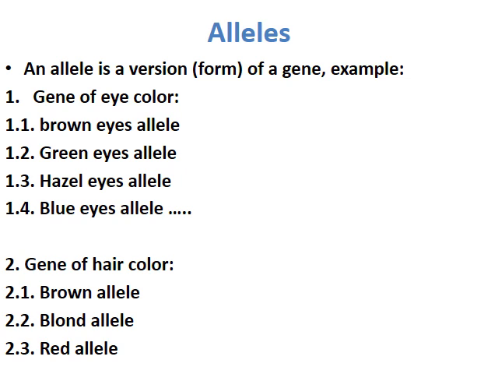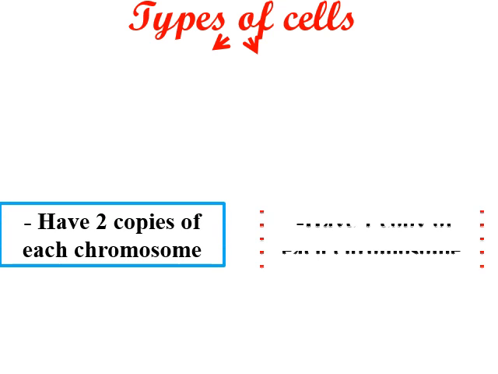What is an allele? An allele is a version or a form of a gene. Example, the gene of the eye color. We have the brown eye allele, we have the green, we have the blue, we have the hazel. Likewise, for the gene of the hair color, we have the black, we have the blonde, we have the red. All of these are forms of the gene. They are called alleles.